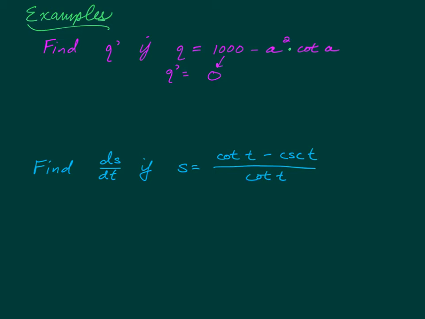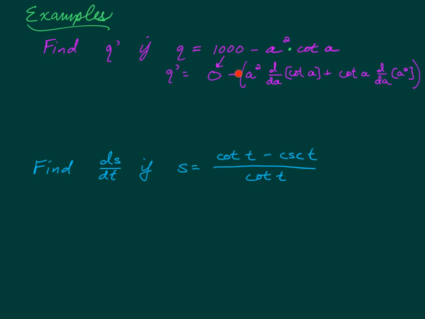And here still we have a multiplication, so we need to use the product rule here. So it would be 0 minus the first times the derivative of the second. In this case it is cotangent a, so I'm going to write d/dA of cotangent a, plus the second times the derivative of the first, a squared.